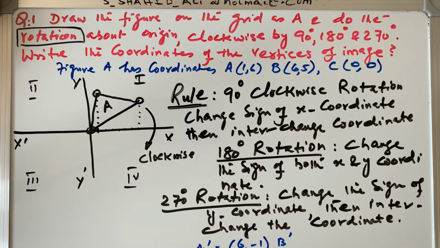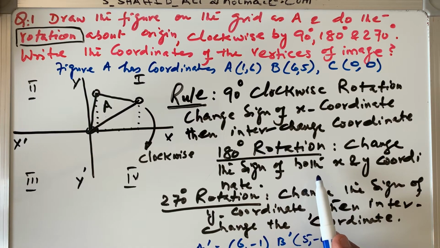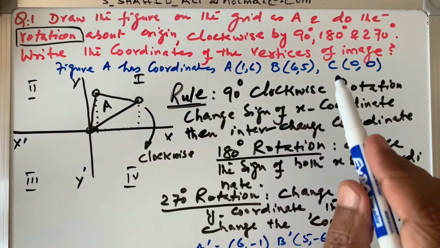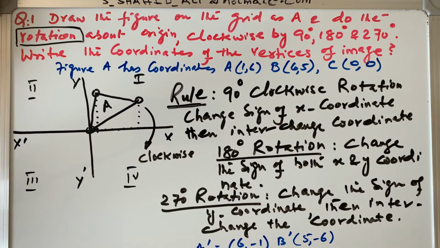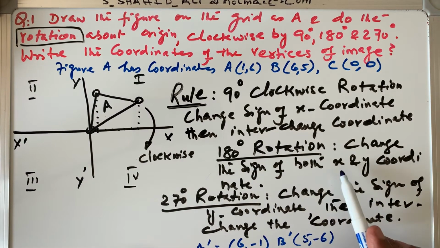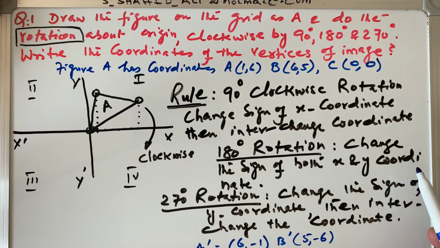B dash becomes 5 and minus 6. How? Change the sign of both the x and y coordinates. So this is minus 5, minus 6, right? So a 180 rotation is changing the sign of both x and y coordinates, right?